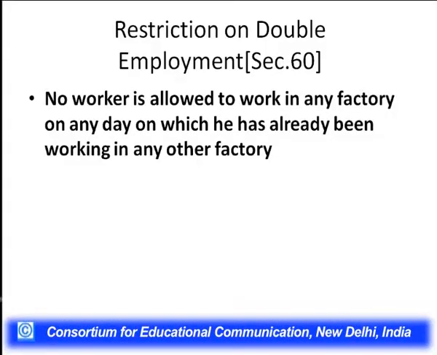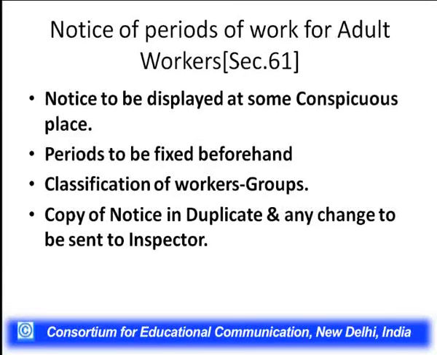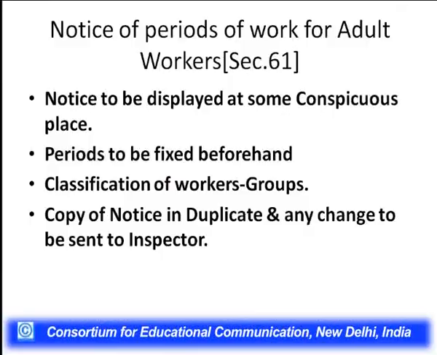work in any factory on any day on which he has already been working in any other factory. Section 61 is regarding notice of periods of work for adult workers, which says notice to be displayed at some conspicuous place, periods to be fixed beforehand, and classifications of workers groups should be there, and copy of notice in duplicate, and any change to be sent to the inspector for approval.